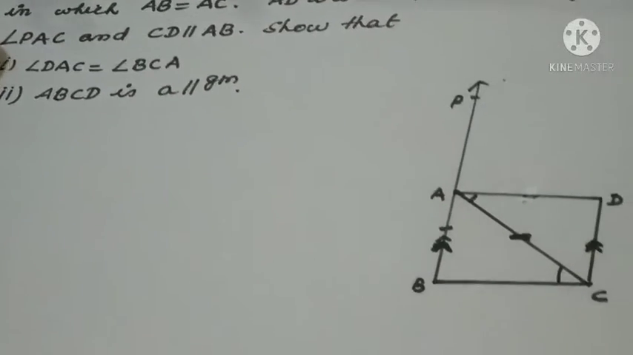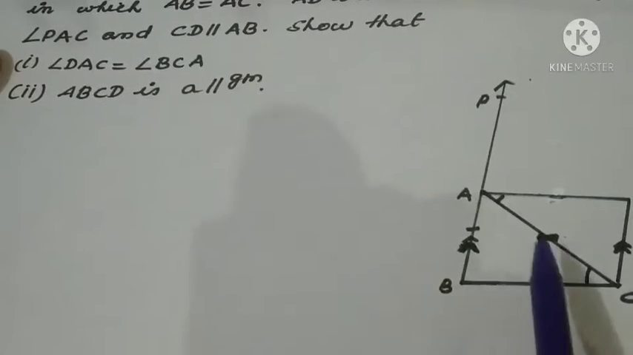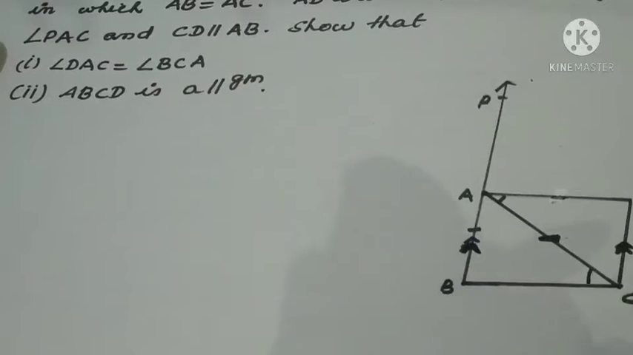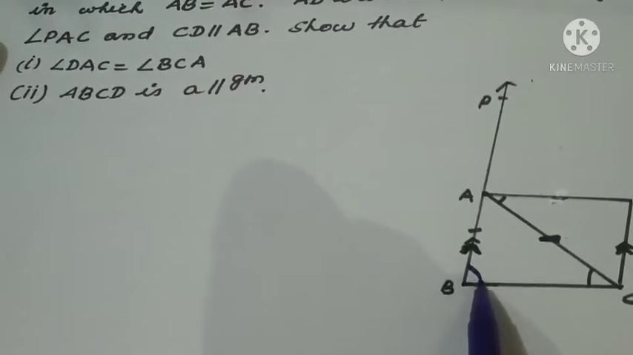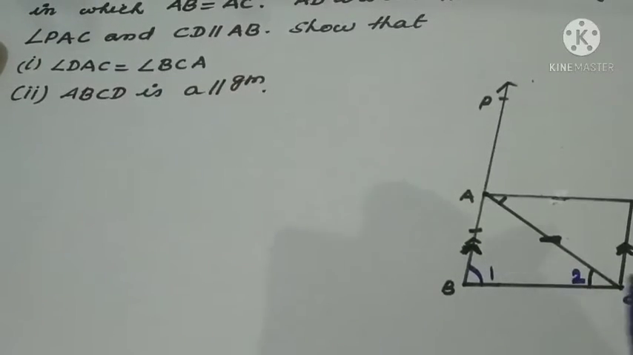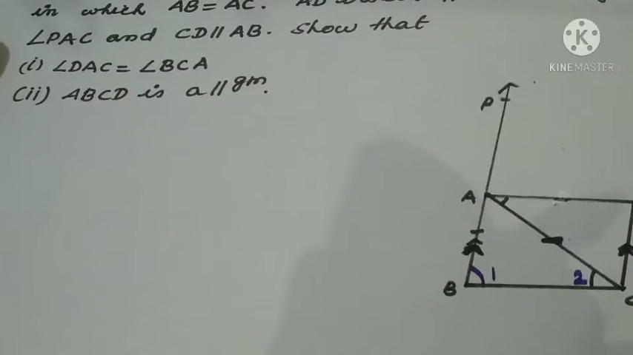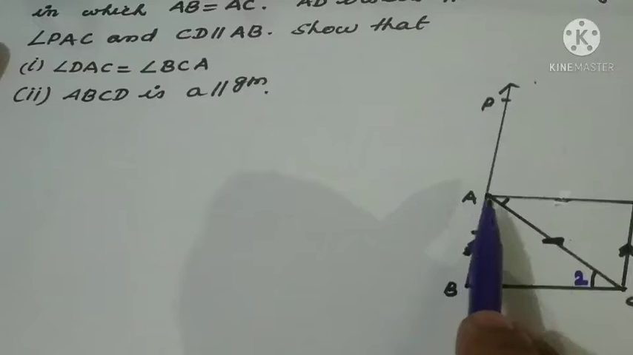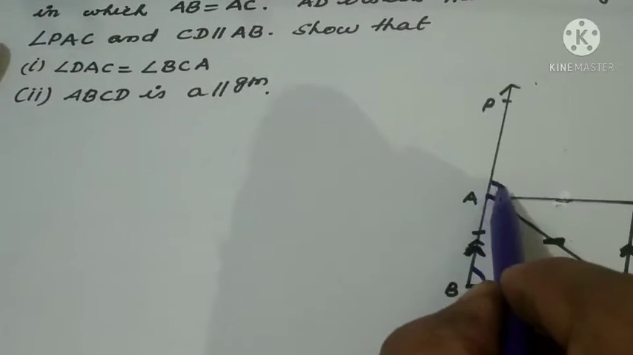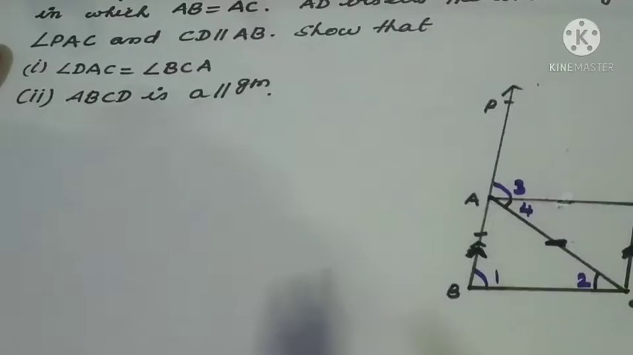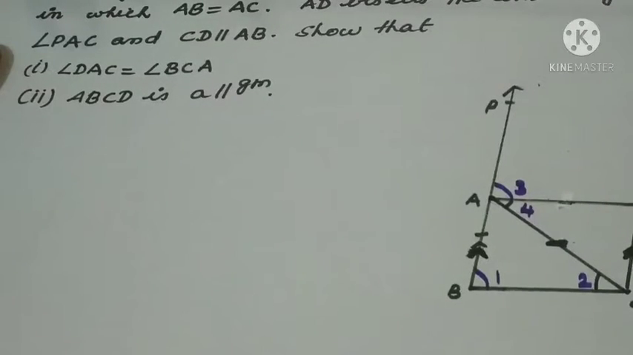So, what is given in the question? Already diagram is given. ABC is an isosceles triangle in which AB and AC are equal. That means angle 1 and angle 2 are equal, right? Now AD bisects exterior angle PAC. PAC means this only, and it is equally divided. So 3 and 4 also equal, since AD is the bisector.